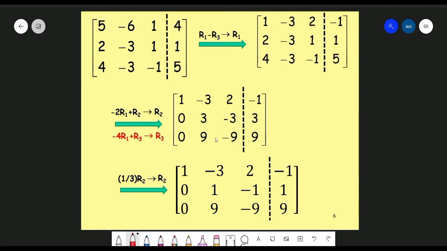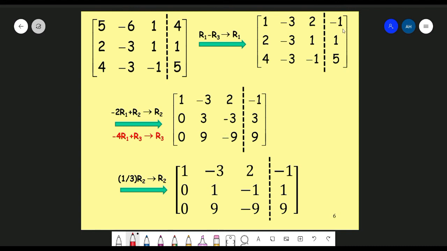And how about row number 3? How do we change 4 to 0? What operation can we do? We multiply row number 1 by negative 4, and then we add row number 3. Alright, let's do that. Negative 4 times 1 is negative 4, plus 4, we have 0 there. Negative 4 times negative 3 is positive 12. 12 minus 3, we have positive 9. Negative 4 times 2 is negative 8. Negative 8 plus negative 1, we have negative 9. We have negative 9 there.